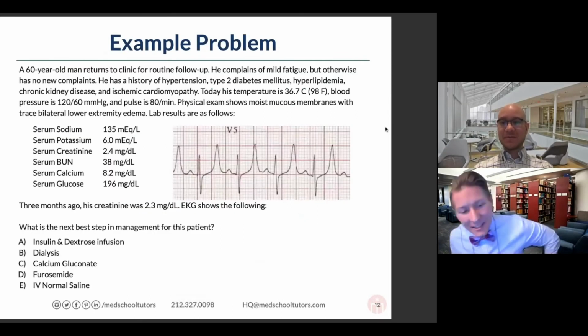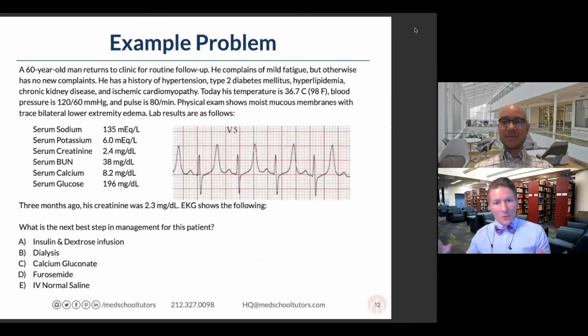So I'll go ahead and dive us into our practice question to deal with potassium issues. Here we have a 60-year-old man who's returning to clinic for follow-up. He complains of mild fatigue, but otherwise has no new complaints. He has a history of hypertension, type 2 diabetes, hyperlipidemia, and chronic kidney disease with ischemic cardiomyopathy, so a long medical history. Today, his temperature is benign. His blood pressure is 120/60, maybe a little bit low on the diastolic side. His pulse is 80 per minute, which is normal. And physical exam shows moist mucous membranes with trace bilateral lower extremity edema, and lab results are as follows.